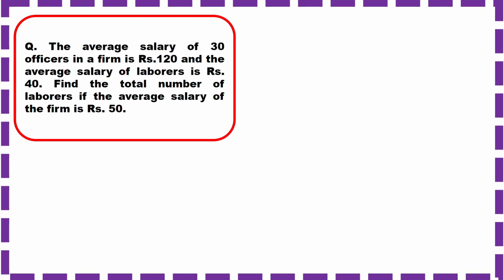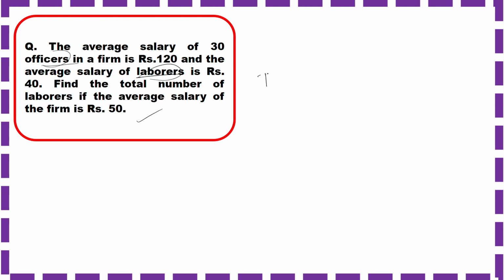The average salary of 30 officers in a firm is rupees 120 and the average salary of laborers is rupees 40. Find the total number of laborers if the average salary of the firm is rupees 50. Here, see, just remember this. You can simply say that the total salary of the firm, here we have the salary of officers as well as the salary of laborers. So the total salary of the firm is equal to the total salary of officers plus the total salary of laborers, right?